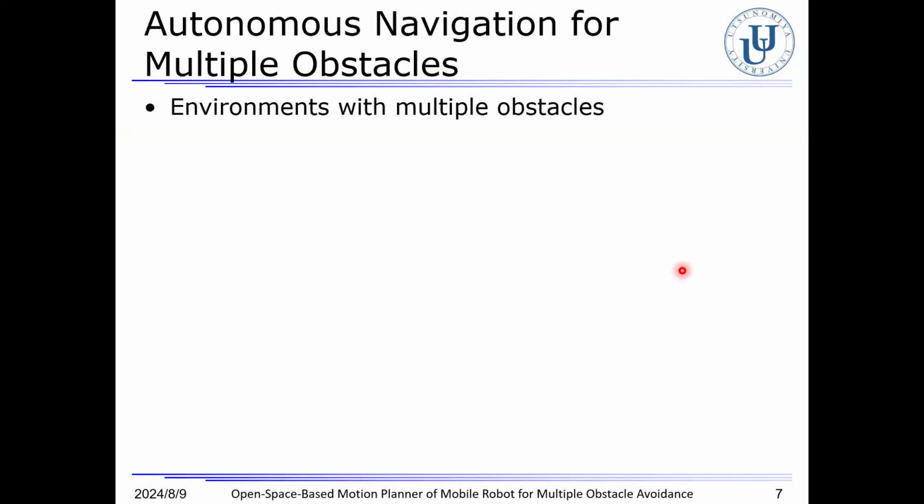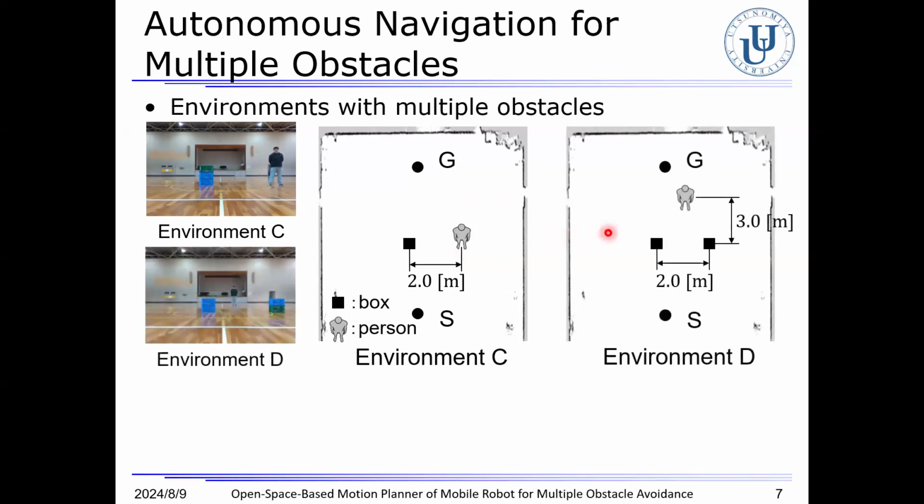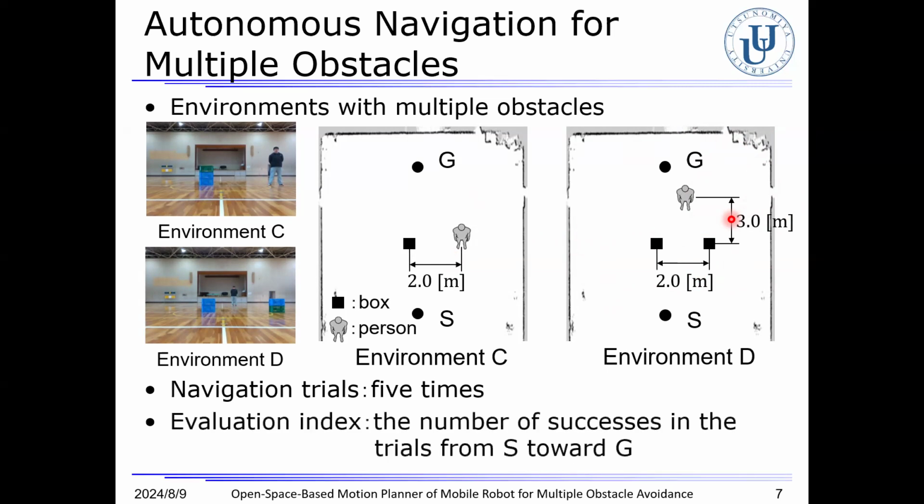Next, we explain autonomous navigation environments with multiple obstacles. In environment C, a box is arranged as an obstacle in addition to the standing person. In environment D, 2 boxes are arranged as the first obstacles, and the person is standing as the second obstacle. In each of the environments C and D, the robot repeated the navigation trials 5 times in total. For comparison of the motion planners, we compare the number of successes in the trials from S toward Z.